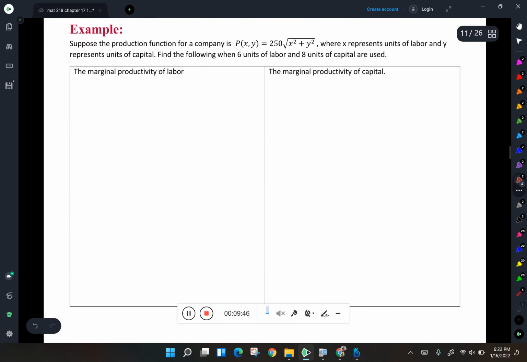All right. Suppose that the production for a company is modeled by the function p of x is equal to 250 times the root of x squared plus y squared, where X represents units of labor and Y represents units of capital. Find the following when 6 units of labor and 8 units of capital are used. Okay. What is the marginal productivity of labor?